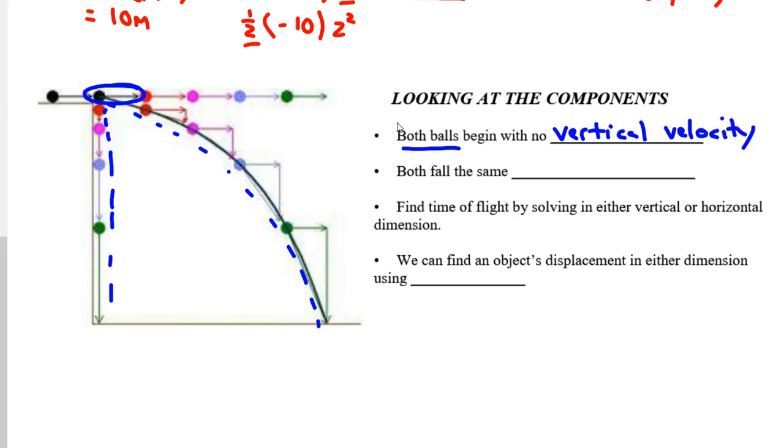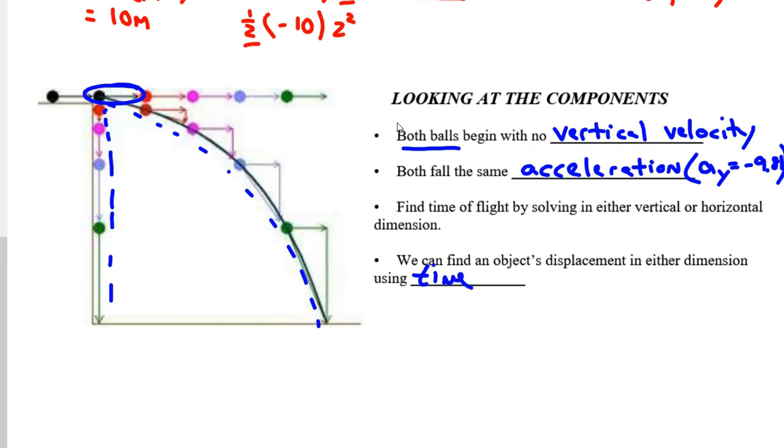Both balls fall with the same acceleration. That is the acceleration in the vertical direction of negative 9.81. Then we can find the time of flight by solving in either the vertical or horizontal dimension. This is going to be based on what you know more about, and that will be different from problem to problem. But we can find the object displacement in either dimension using that time.